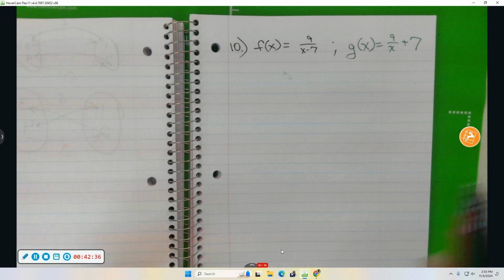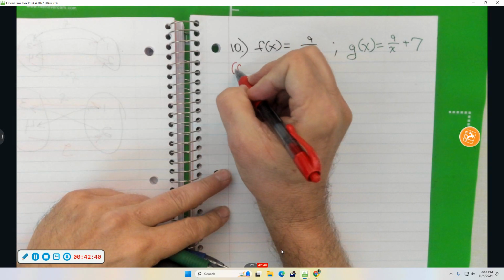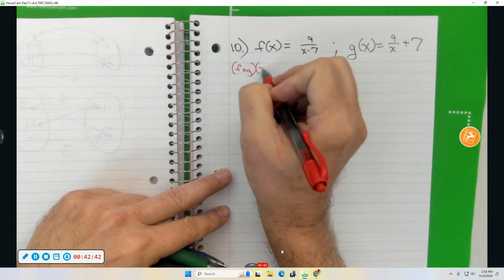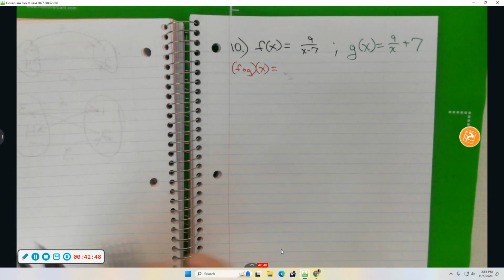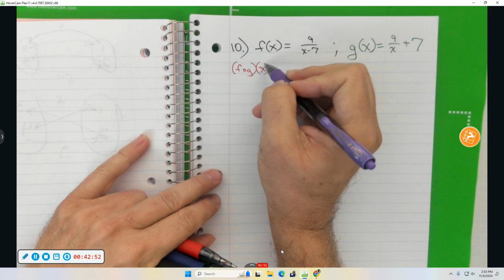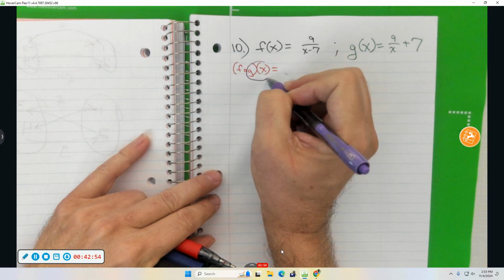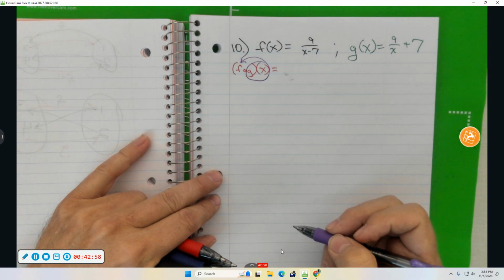So we're going to have to find f composed with g of x. That'll be the first one. Recall composition from 1 week ago. F composed with g of x says take g of x and plug it in to f. This is going to get messy, I'll tell you that right now.